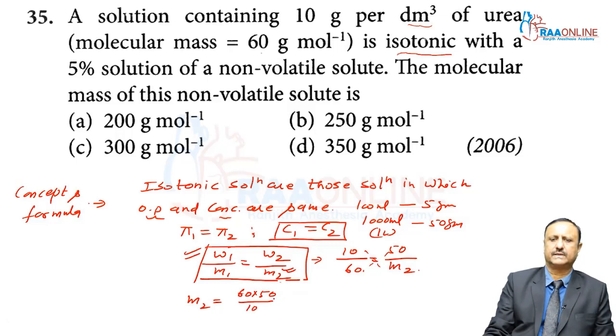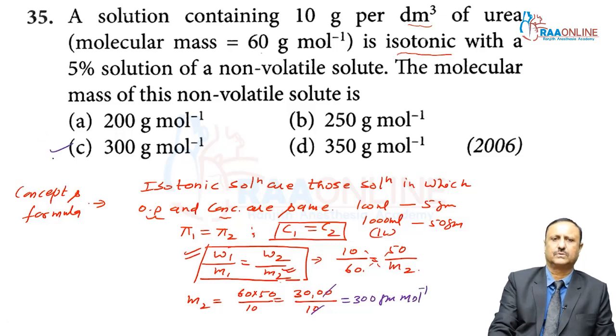So my dear students, it is 30,000 upon 10. When you divide this, you get 300. And my dear students, this 300 gram per mole is the correct answer for your question. So my dear students, for question number 35, you can go to option C. Question number 35, you get option C, 300 gram per mole.